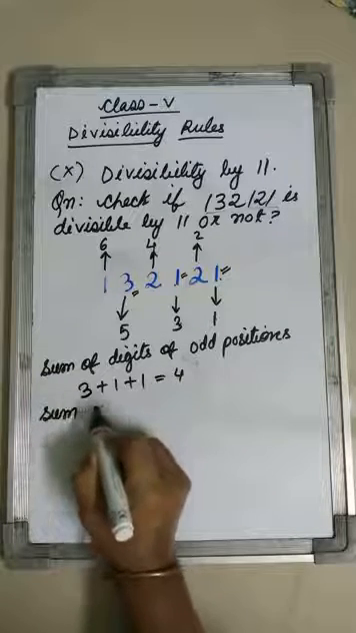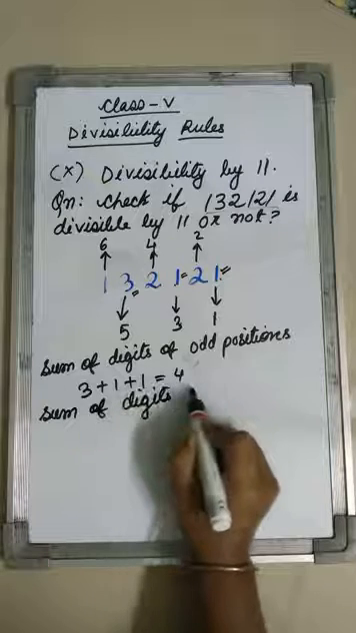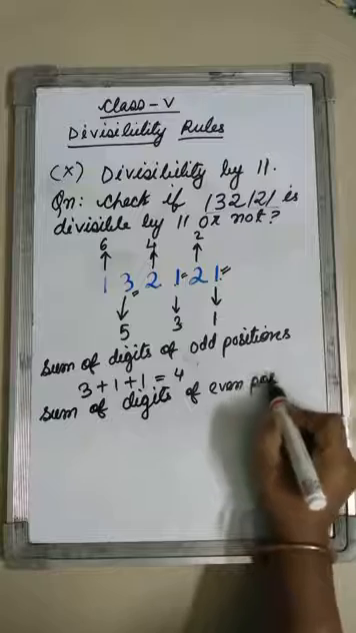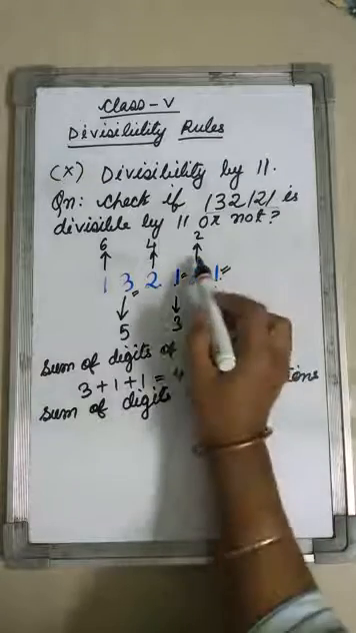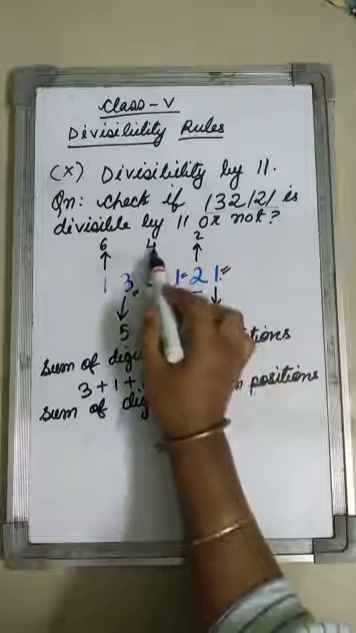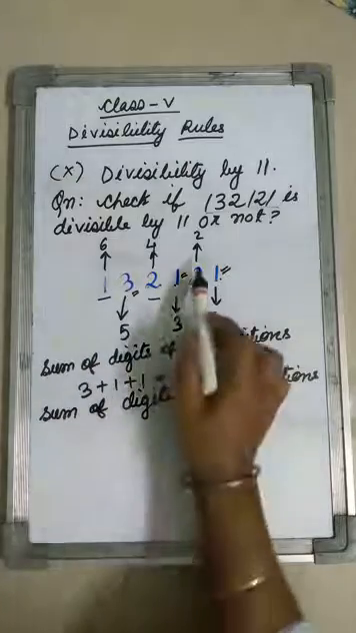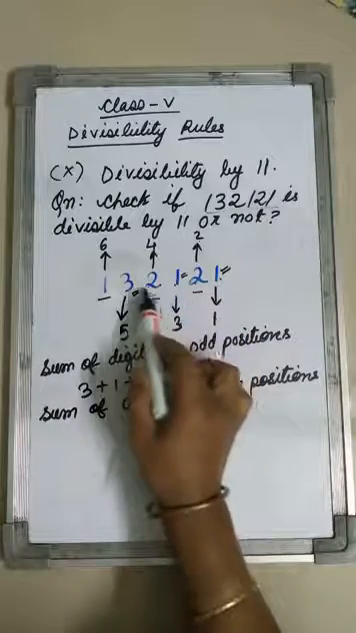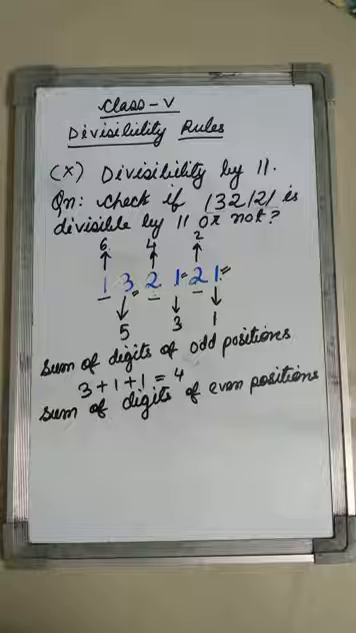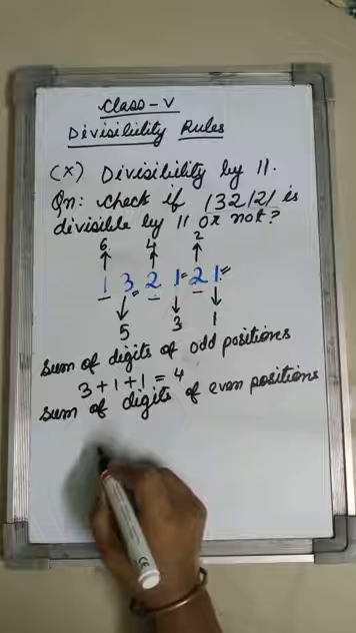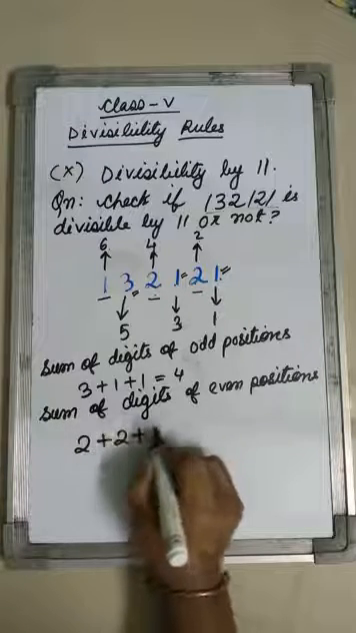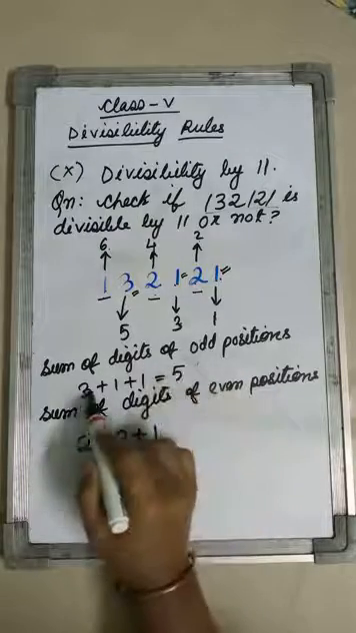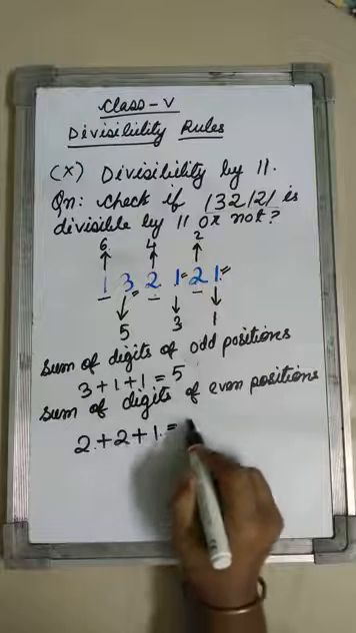Now sum of digits of even positions. In even positions we have 2, 2, and 1. In second position we have 2, fourth position we have 2, sixth position we have 1. So it is 2 plus 2 plus 1. Sorry, this is 5 actually. 3 plus 1 plus 1 is 5. 2 plus 2 plus 1 is 5.